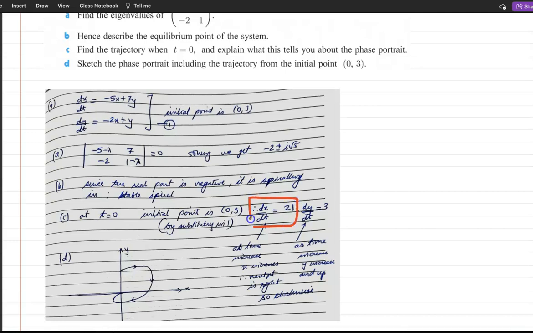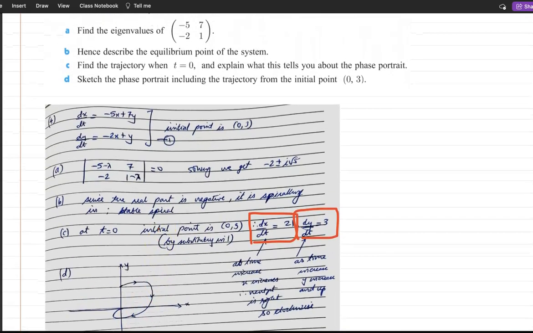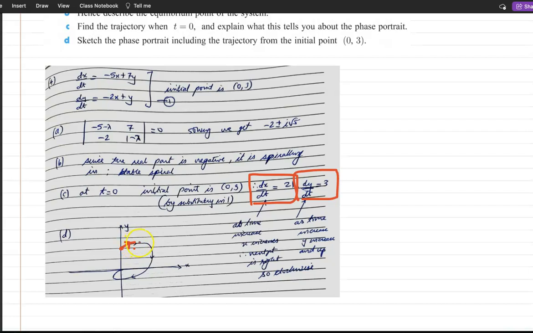It simply means that as time elapses, your next x will be on the right and your next y will be up. So if you start from my initial point 0, 3 here, my next is on the right and up. So from here I'm going here. And I know overall this has to spiral in. So therefore this will spiral how? Clockwise. Clockwise it will spiral in. So that's what you need to do.